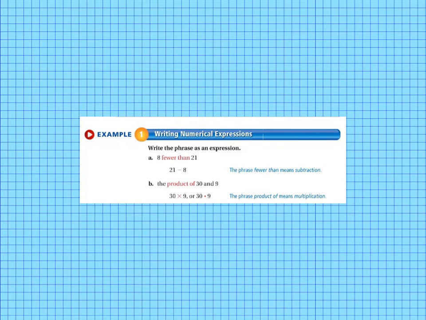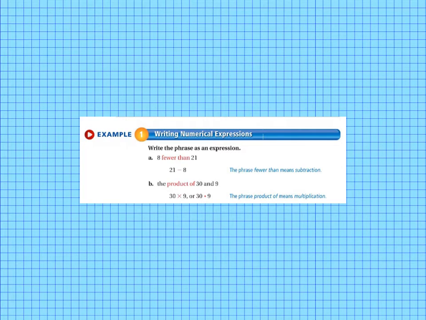Now we'll take a look at example 1, writing numerical expressions. It says, write the phrase as an expression. Letter A is 8 fewer than 21. While you might look back at your chart and see that fewer than is under subtraction, you're correct. You need to be sure you get this in the correct order. You can't have 8 fewer than 21 if you put the 8 first. You have to put the 21 first.